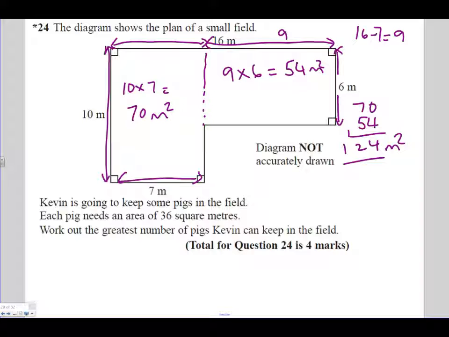That's 124 meters squared. So that's the first part of the question and probably worth 1 mark each. Now what we need to do is work out how many 36s, our 36 square meters, go into our 124. So it's 124 divided by 36, which doesn't look particularly easy. So how can we do this?